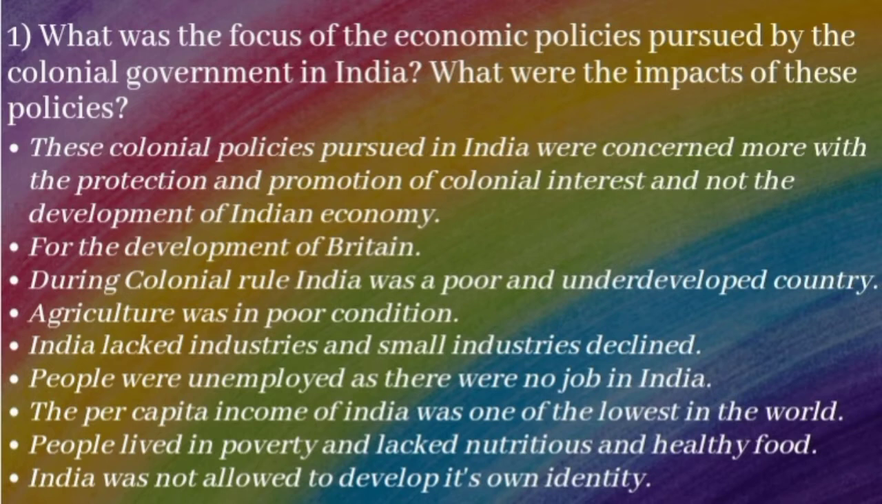So we were in poverty because India's per capita income was one of the lowest in the world. So the people were in poverty due to lack of occupation, and so on. Then underdevelopment. Then coming to the next point, that is, agriculture was in poor condition.